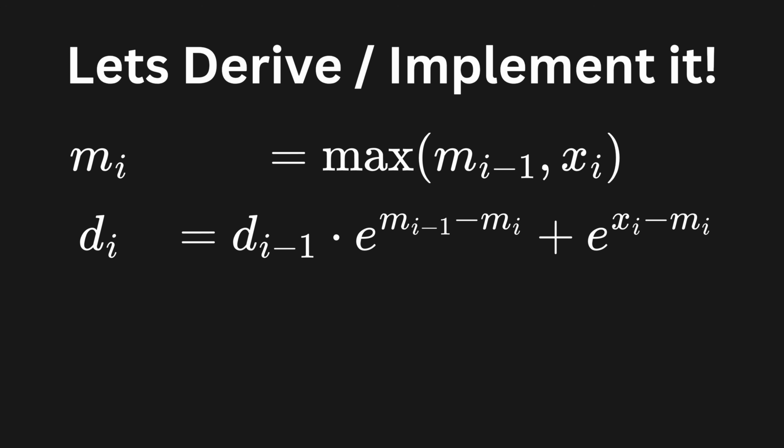So let's go ahead and first derive and then implement Online-Softmax. This will essentially be the precursor to flash attention, because flash attention is just a reimagination of Online-Softmax. All right, so let's just go ahead and figure this out. How can we do this?